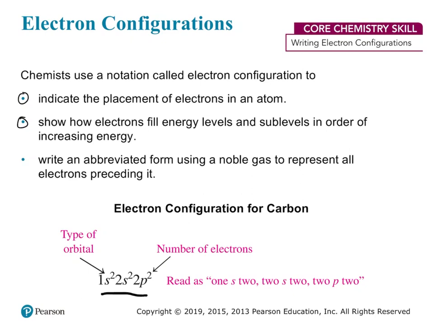Now one last thing. There is an abbreviated form of electron configurations, and in the abbreviated form, we use a noble gas to represent a bunch of electrons. That way, if you have a super long electron configuration, you can just replace most of the configuration with a noble gas. But we'll get into that later, so don't worry about it right now.